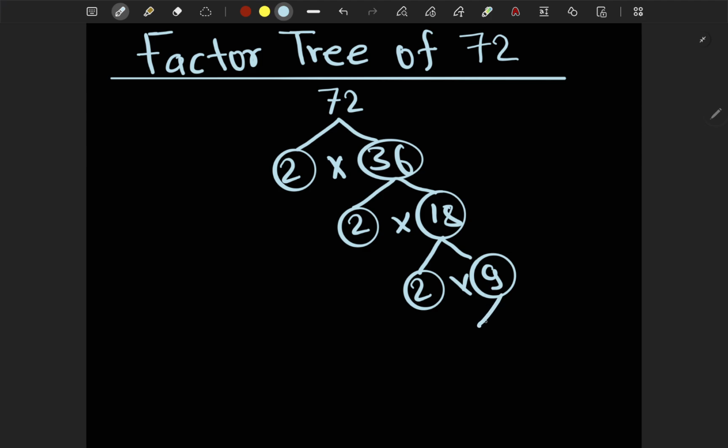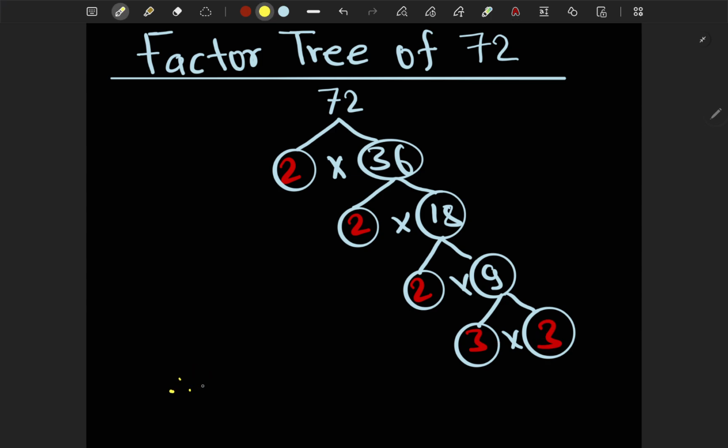So 9 can be written as 3 times 3, it is 9. So now we have to select the prime numbers in all these numbers. So the prime numbers we have are 2, 2, 2, 3 and 3.